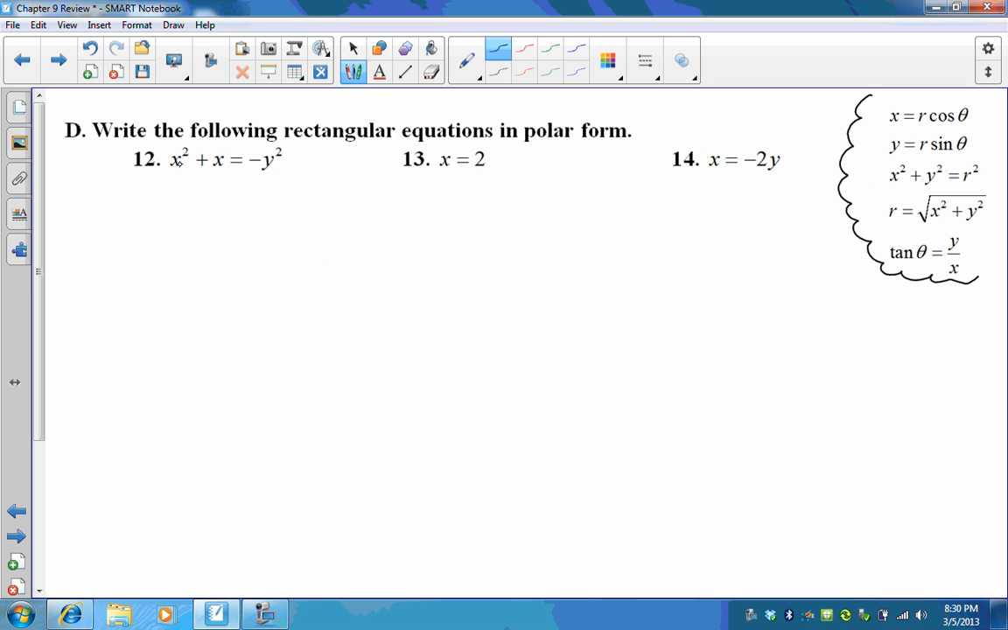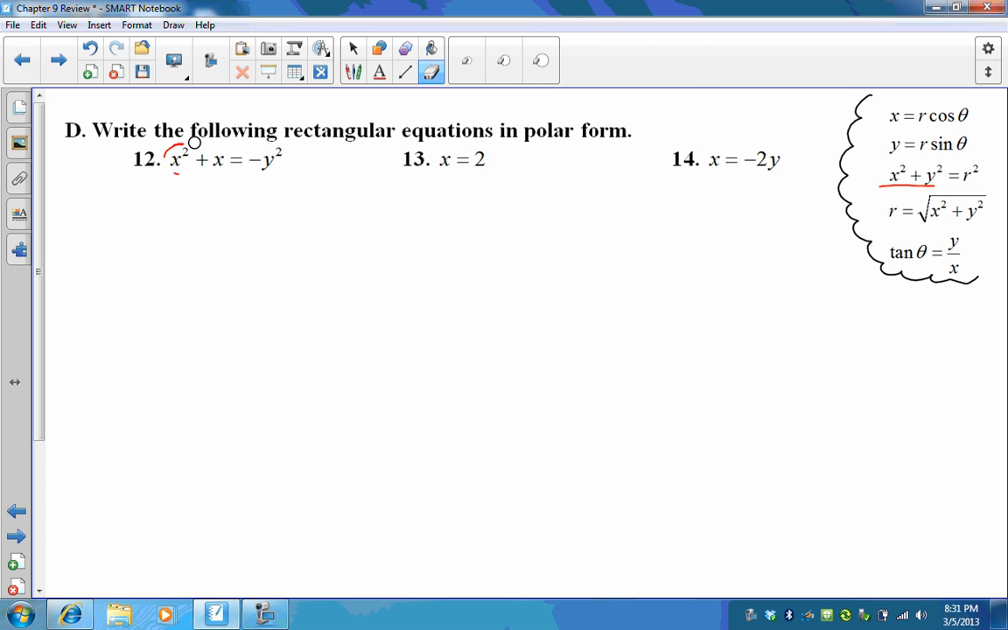So I want to convert x's and y's into r's and thetas. And the whole time I'm doing this, I'm peeking over here at my formulas, and I'm hoping to steer towards one of these formulas. And what I see in number 12 here that I like is an x squared and a y squared. And I can see right here that x squared plus y squared equals r squared.